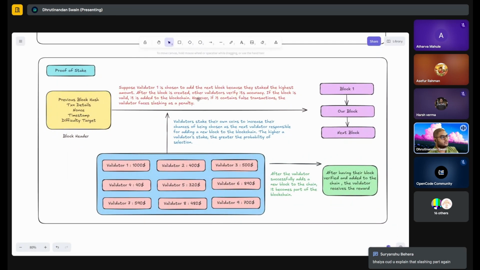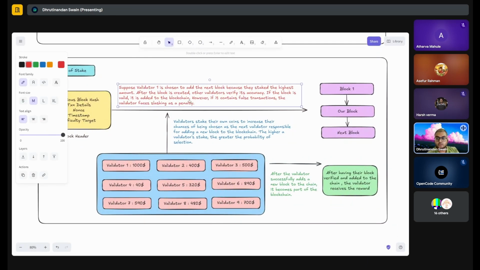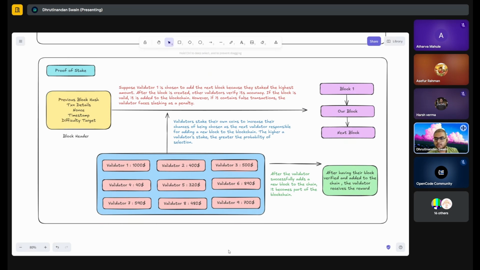Okay, Suryanshu. So slashing. As I said, validators that are chosen are responsible for adding the block to the blockchain. Before adding it, the created block is broadcasted among all the other nodes or validators for verification. If the outcome is false due to false or contaminated transactions, the validator faces slashing as a penalty. If the block that you created is rejected, the coins you staked will be reduced. That is what the penalty is. So this entire thing is known as slashing. I hope that's clear, Suryanshu.